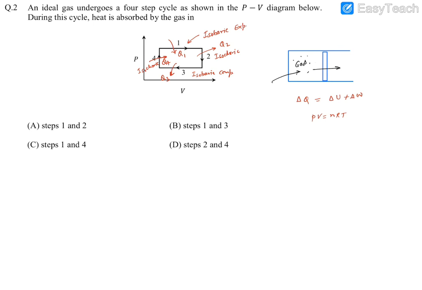Now read the question. The question says heat absorbed by the gas. When you supply heat to the gas, it is going to absorb. So this is our system. In this system we are supplying heat as Q1, we are supplying heat as Q4, whereas Q2 and Q3 are heat that the system is releasing. So processes 1 and 4 are the steps in which heat is going to be absorbed by the gas. So C will become the right response. This is a single correct question, so C can be marked.